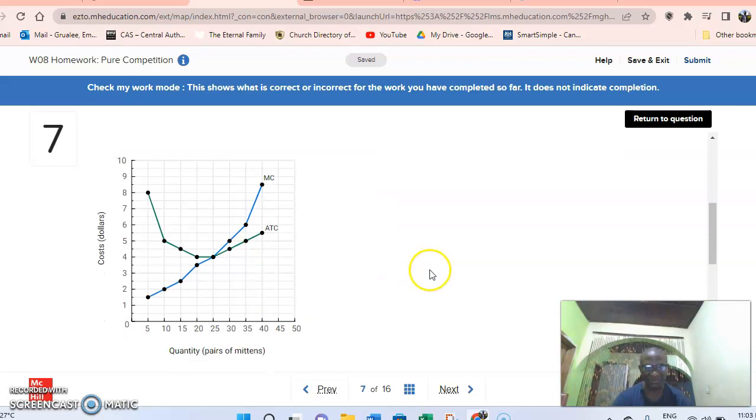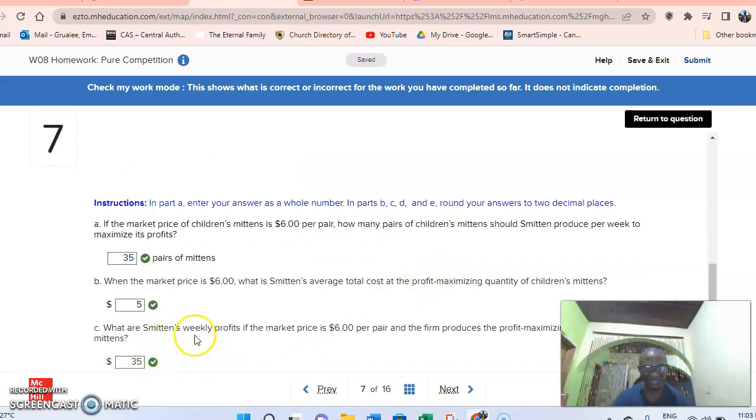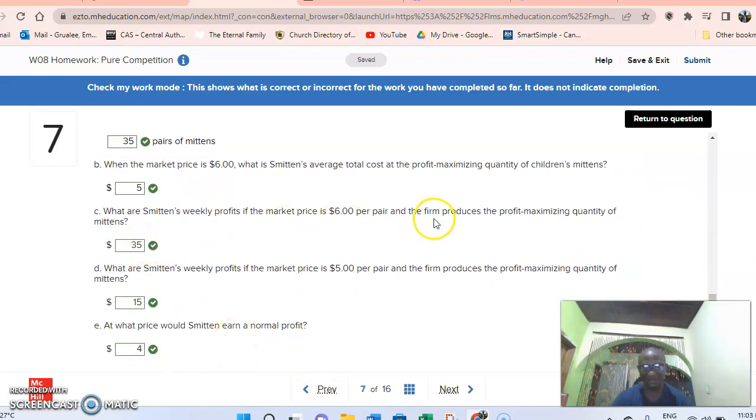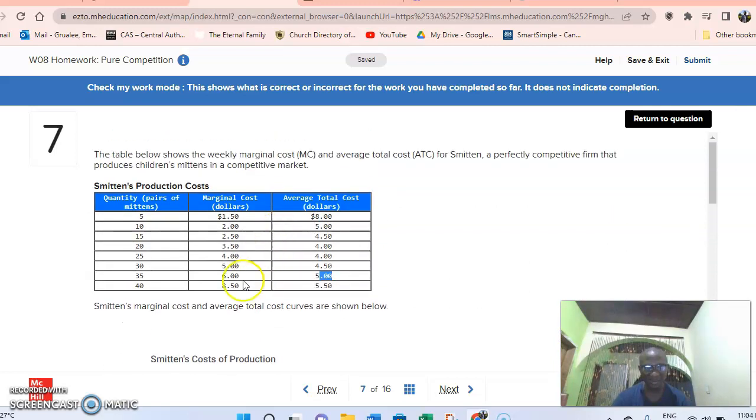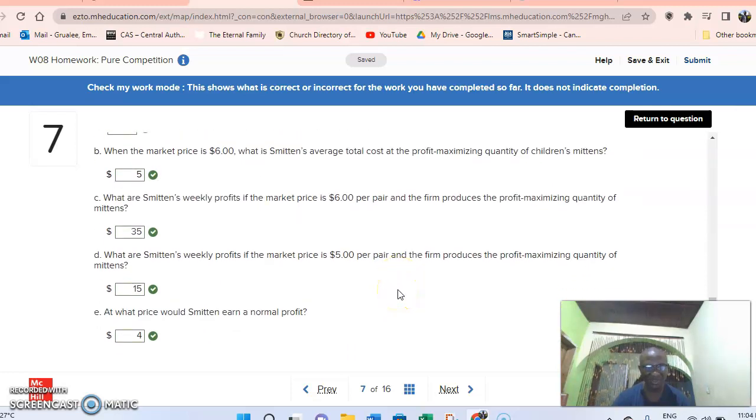They are answering the next question, which is this. If the price is $6 per pair, what is the quantity? Quantity is 35. So as you can see here, price is $6, quantity is 35. So those are just rhetorical questions.